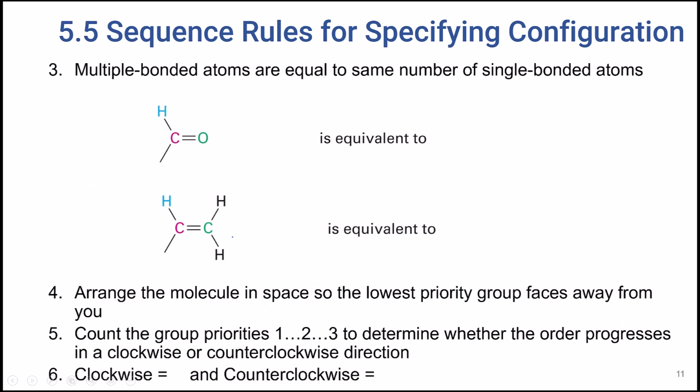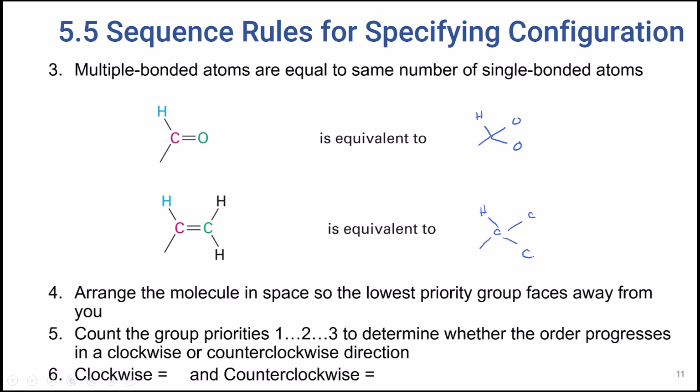If you have multiple bonded atoms like double or triple bonds, that's the same thing as them being bonded to the same number of single bonds. So a C double bond O is the same as C to 2 O's. And then a C double bond C is the same as being bonded to 2 C's.